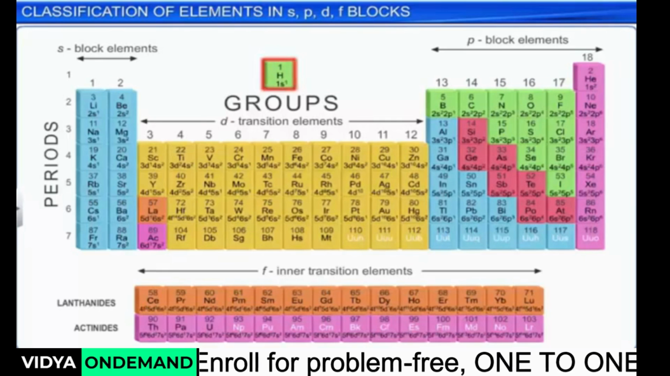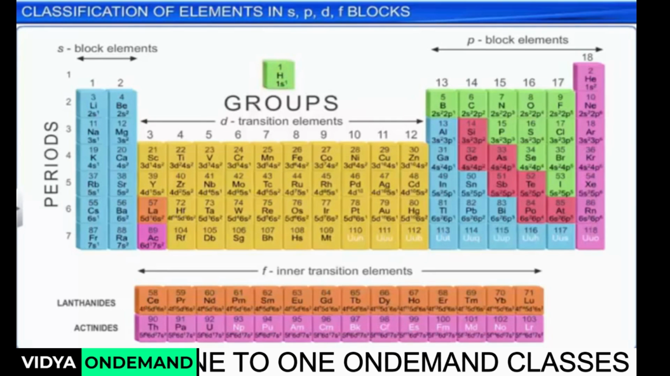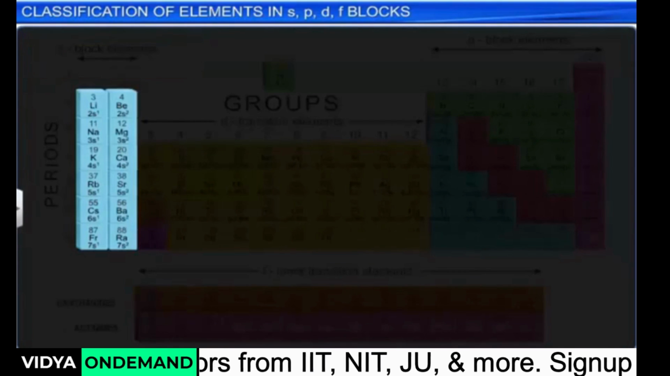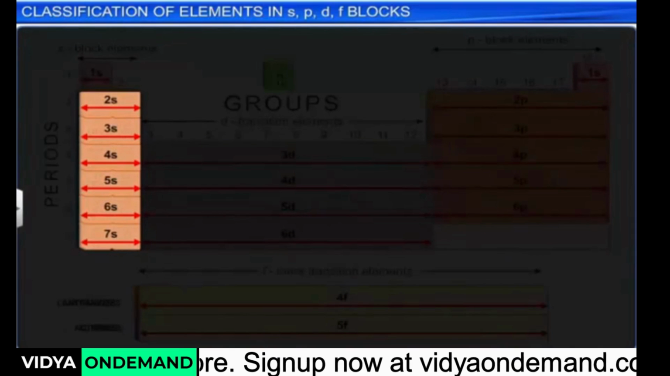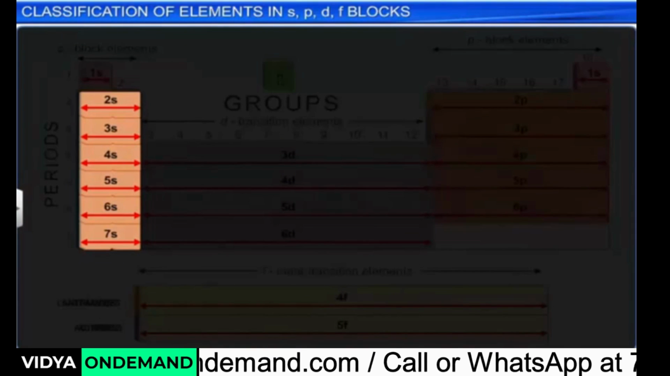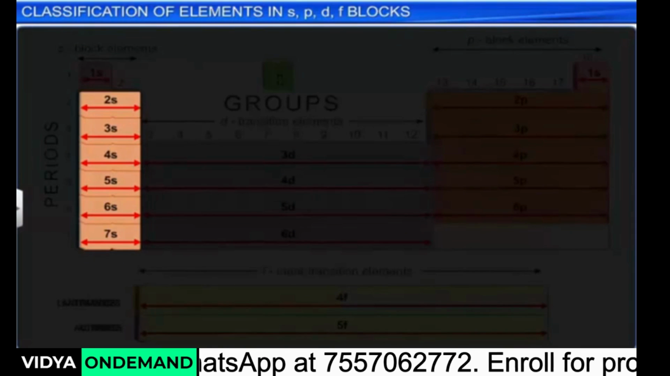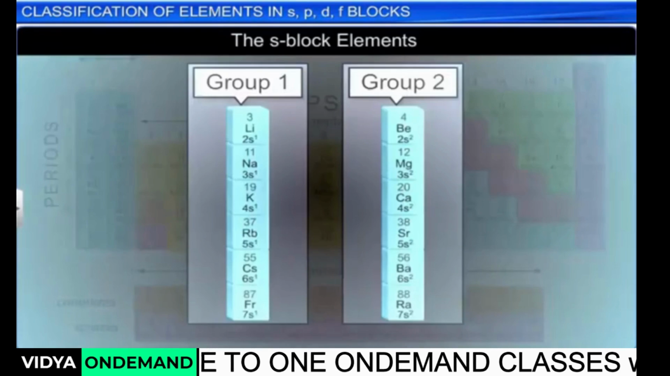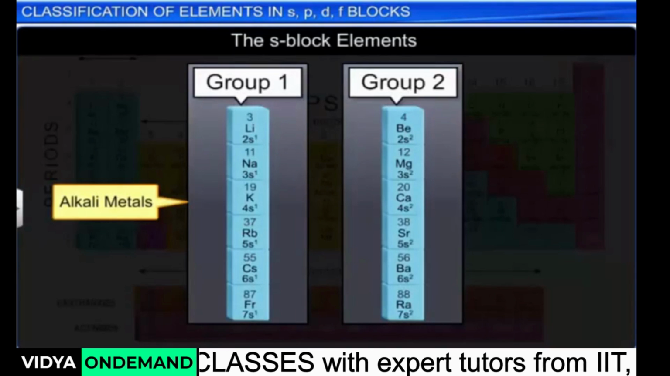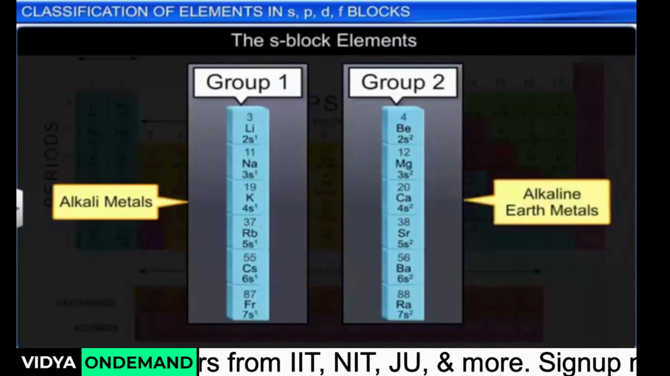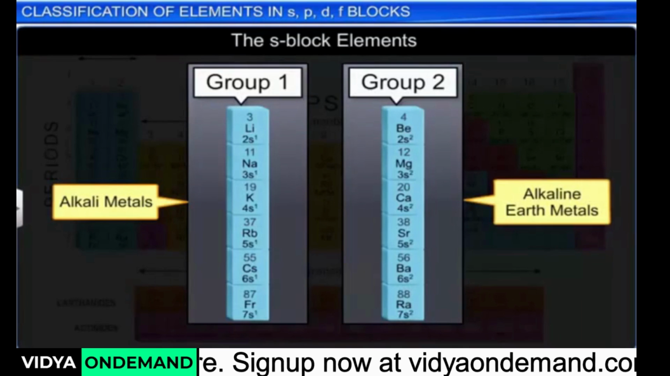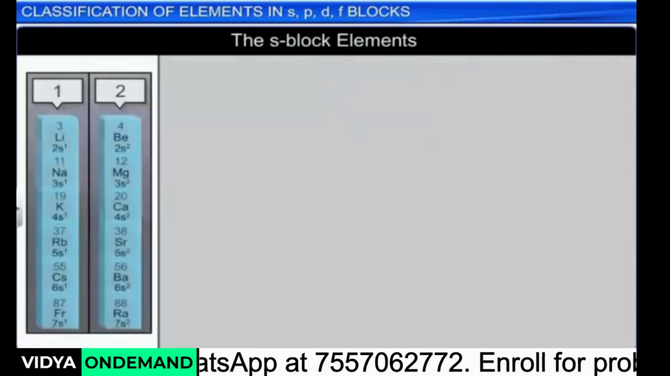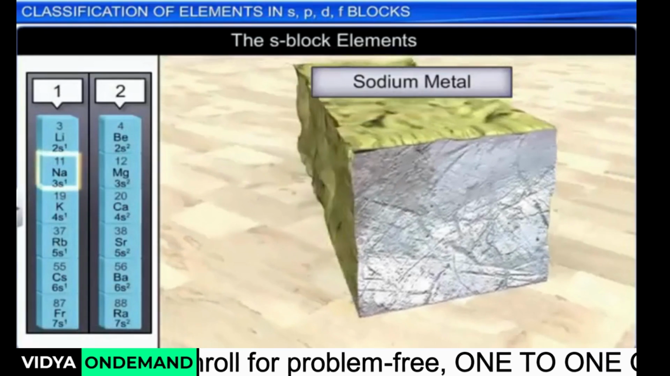Let's now learn about the s block elements. The s block of the periodic table consists of elements that have the last electron entering the ns orbital. The alkali metals in group 1 and the alkaline earth metals in group 2 of the long form of the periodic table belong to this category. These are soft metals with low melting and boiling points.